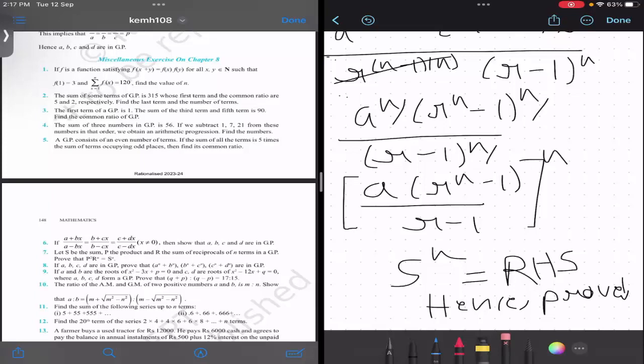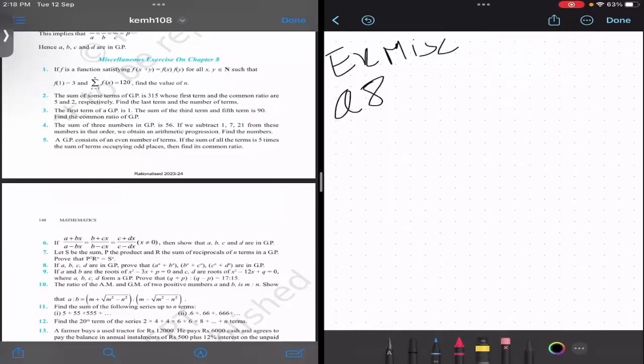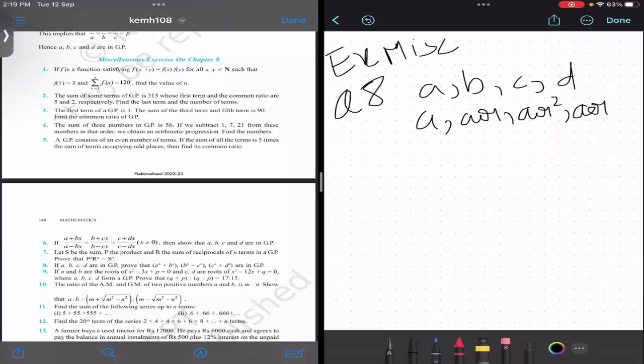Correct. Moving on, we are talking about question number 8 now. We have to prove that if A, B, C, D are in a GP, then A^n + B^n, B^n + C^n, C^n + D^n are in a GP as well. So we have been given 4 terms in this GP, A, B, C, and D. Let's assume these 4 terms to be a, ar, ar square, and ar cube.